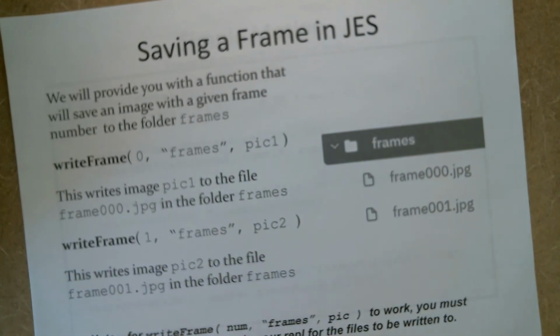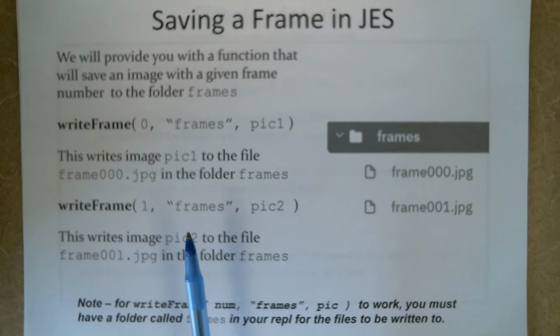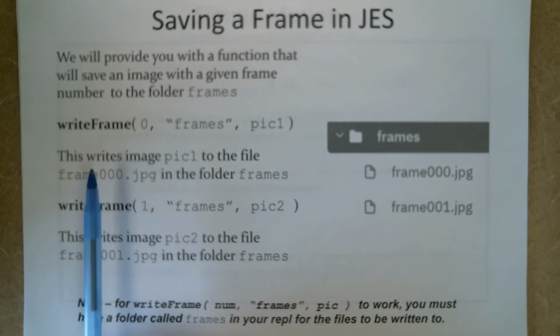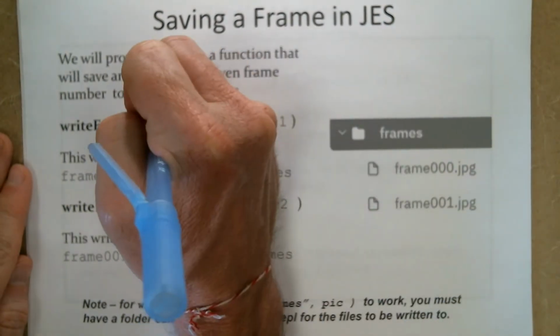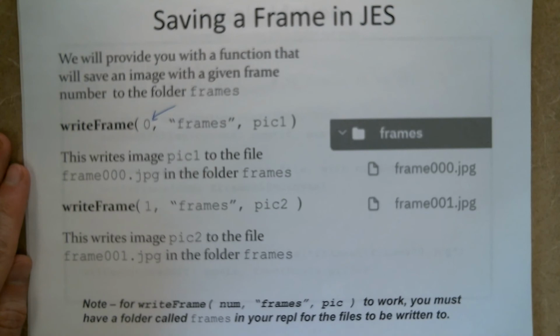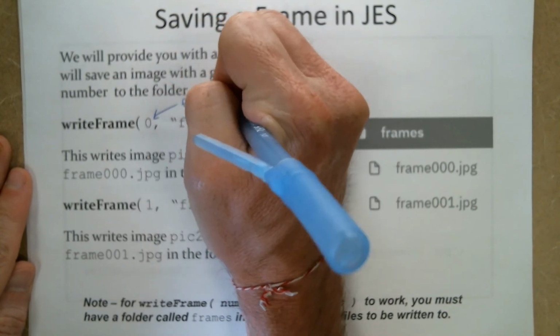All right, so how are we going to save a frame in Jest when we're writing Python? There's going to be a function provided to you. Anytime we do animation code, this function will be provided to you, and it is called write frame. Write frame requires 3 parameters. The first one is the file number, so do you want this to be frame 0, 1, 2? We also call this the frame number.